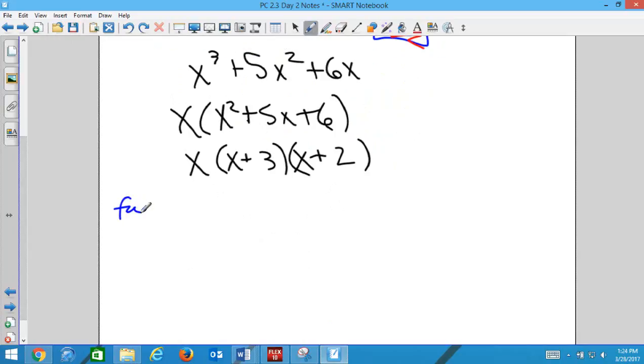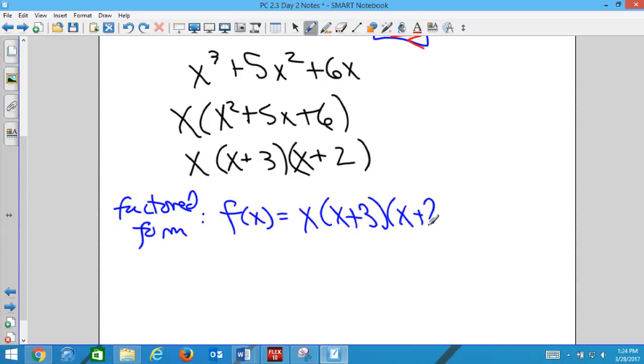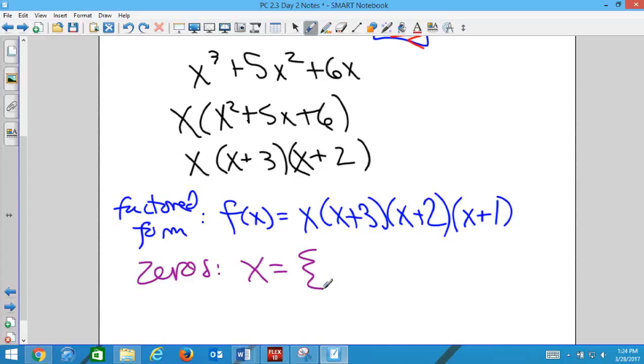So we have factored form. F of x equals x times x plus 3 times x plus 2. And what's the third one? x plus 1, right? So we're kind of using all these things that we've already learned to do something kind of different. Okay? And then the zeros. x equals, fancy bracket, what's the first one? Negative 3, negative 2, negative 1, 0.